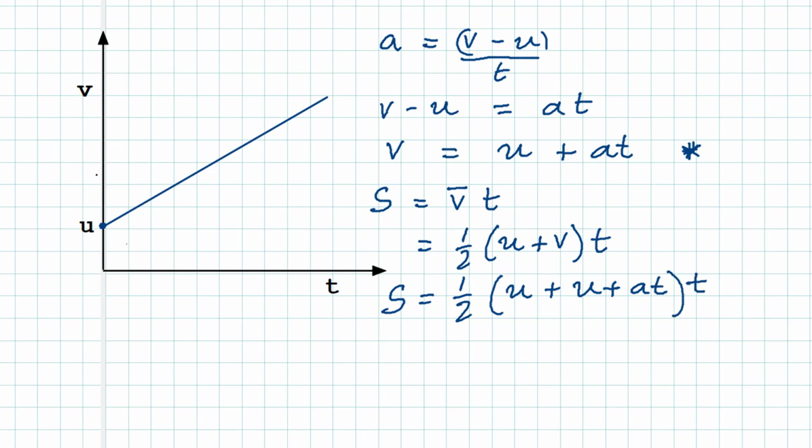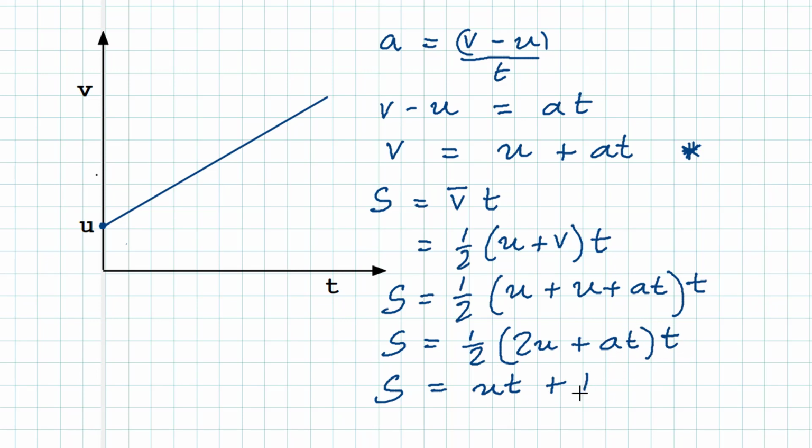multiplied by the t. Now inside the bracket we have got 2u, so displacement will be equal to 1/2, and we'll have inside the bracket 2u plus the at, multiplied by the t. And if we multiply through by the half and the t, we should get the following: half times 2 is 1, so 1u multiplied by the t is going to give us ut, plus a half times the a times the t times the t, it's going to give us 1/2 at squared.